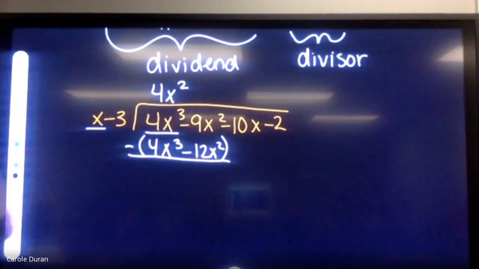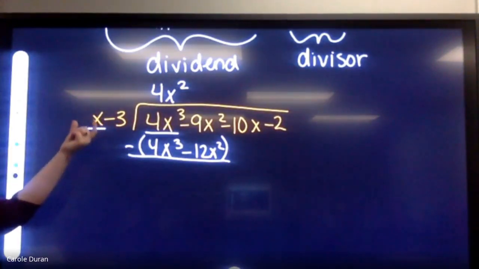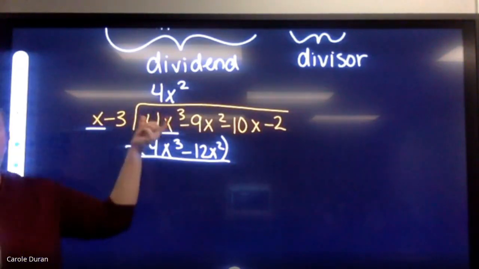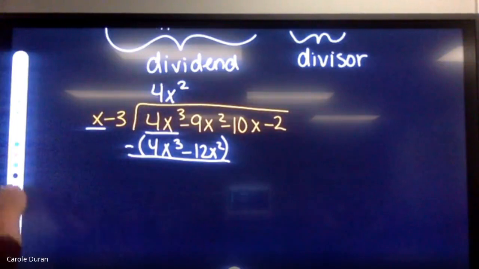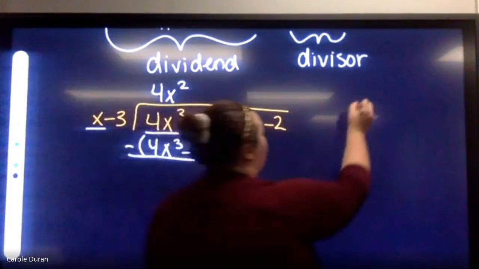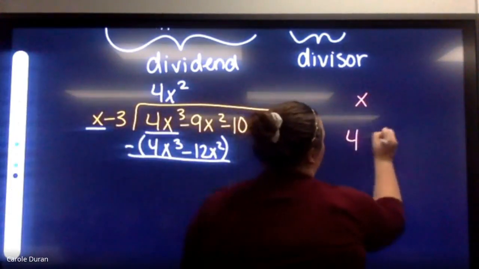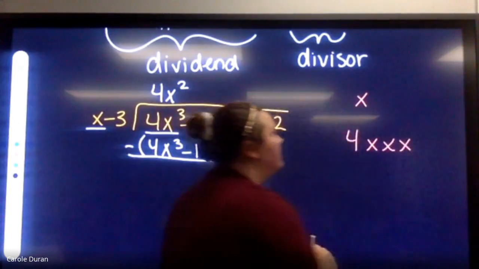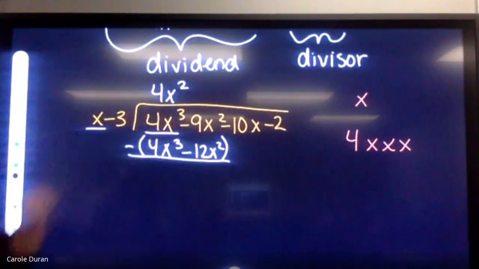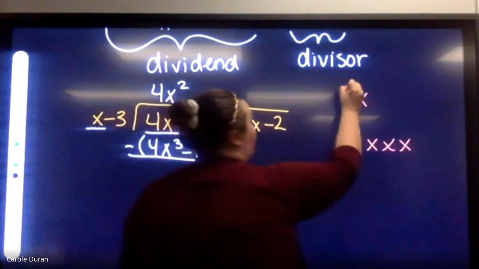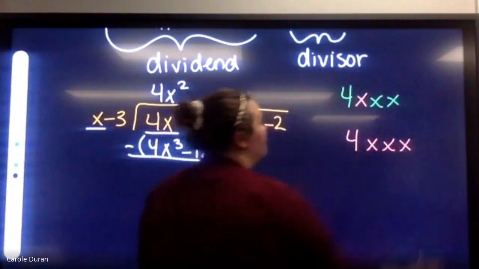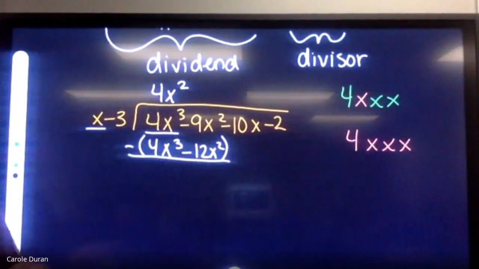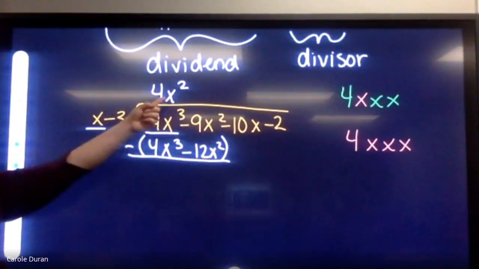Okay, so I looked at the first term in my divisor, which was x, and I asked myself, how do I get to 4x cubed? If it helps you, you can absolutely write this out as having an x originally, and then having a 4x cubed that I'd like to reach. What do I have to add to that x to make it into a 4x cubed? Well, I have to put a 4 with it, and I need 2 more x's. So I had to multiply by 4 and 2 x's, which is x squared.